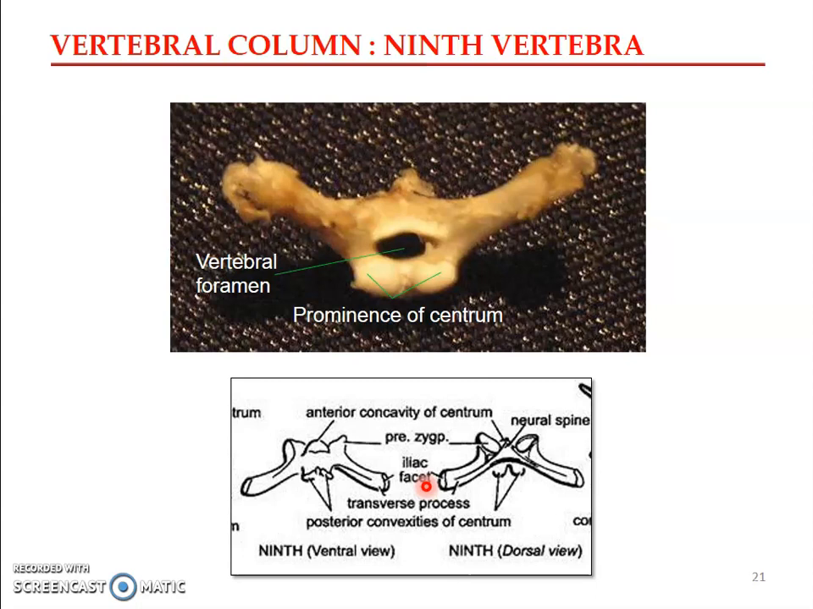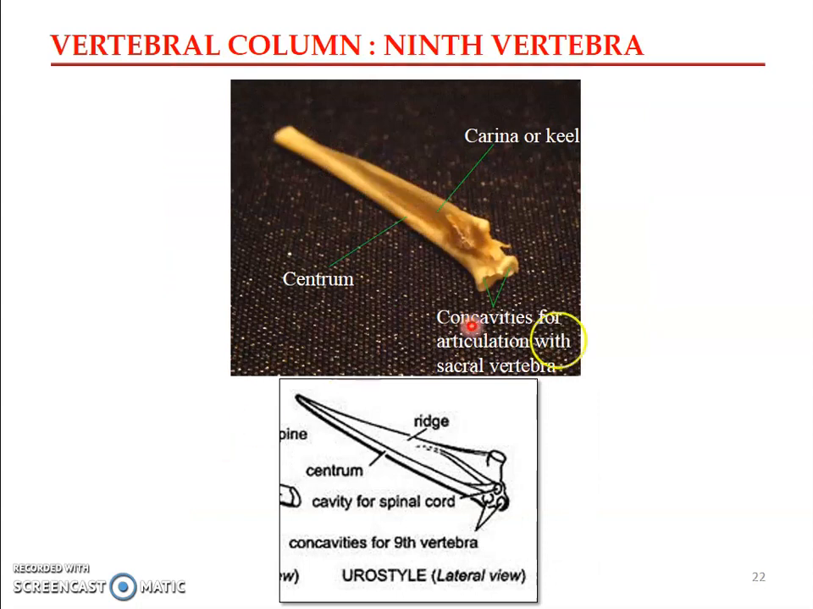So here you can see these are the characteristic features of the ninth vertebra. It is convex on both sides, and posteriorly it has two convexities. Then the transverse process is backwardly directed, stout, and cylindrical in nature, having an iliac facet at the terminal end for the articulation of the vertebra with the pelvic girdle.